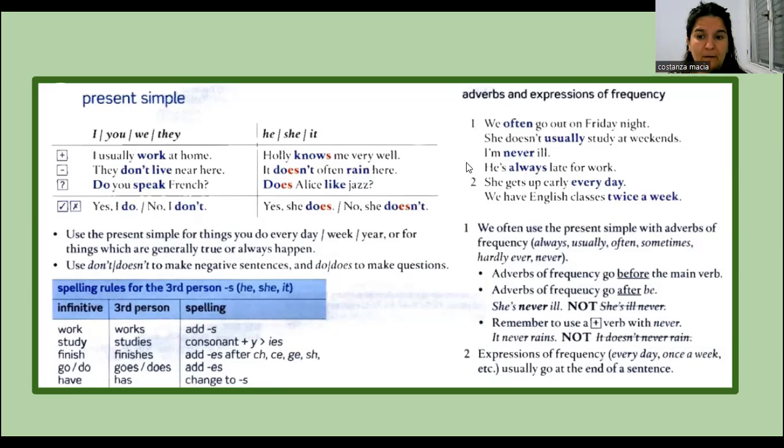Oh, and remember that we use the verb in positive when we use never. In Spanish, we make a double negation, like no voy nunca. But in English, it doesn't make sense. You have to say, I never go.